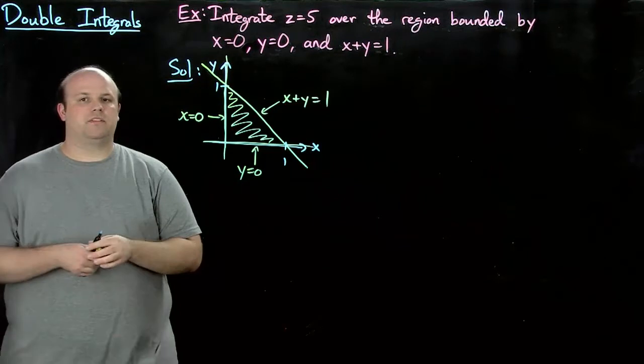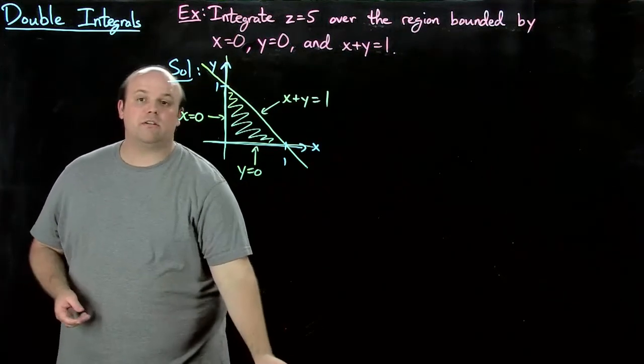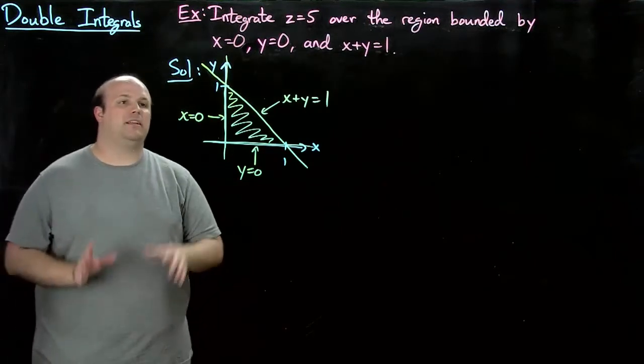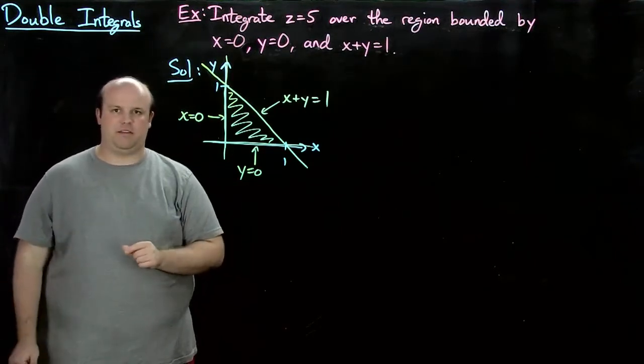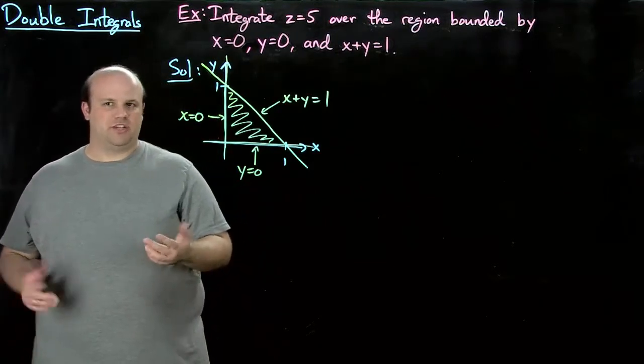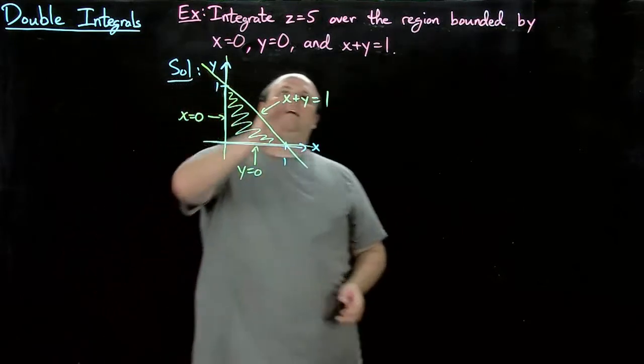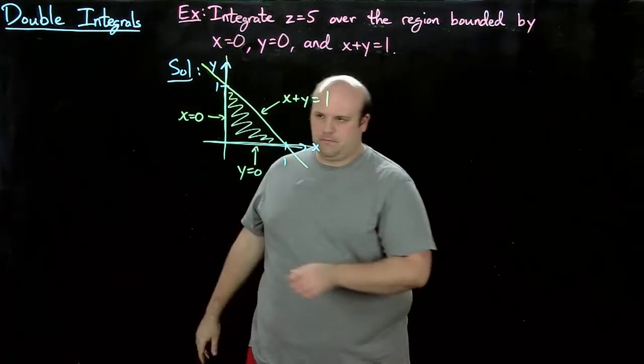All right, so you might notice something new here. We're no longer integrating over a rectangle, but over this triangle-shaped thing. Well, it's actually exactly a triangle. It's not just triangle-shaped. It's a triangle. So how do we integrate 5 over this region?